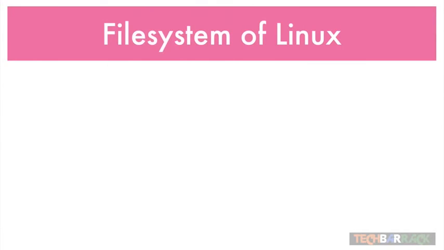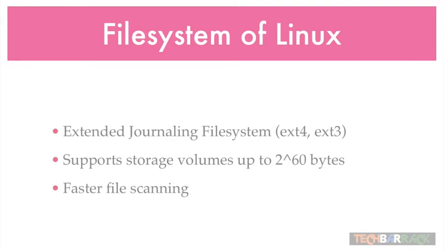So keeping the market share aside, let's talk about the file system of Linux. Linux makes use of the extended journaling file system, that is ext4, ext3 and ext2. ext4 is currently being used and it supports storage volumes up to 2 to the power 60 bytes, and that's very large. You can google it and you will find that that's GBs and GBs and GBs. The extended journaling file system, ext4, has faster file scanning. So overall, the extended journaling file system is really good.